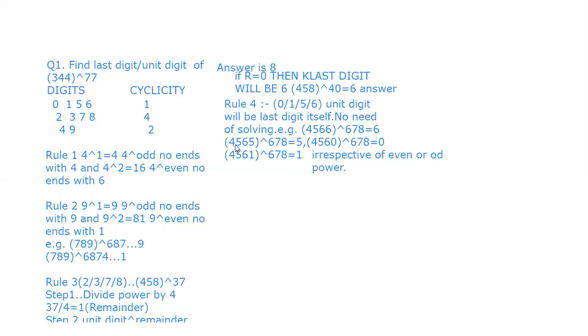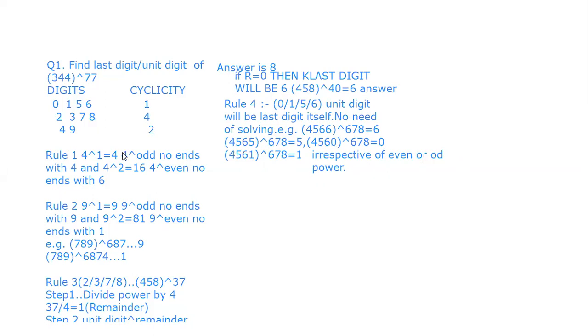In the same way, if it is 4565 raised to power 678, the last digit will be 5 itself. No need of doing anything. In the same way, 4560 raised to power 678, the last digit will be 0. In the same way, 4561 raised to power 678, the last digit will be 1. So irrespective of even or odd power.